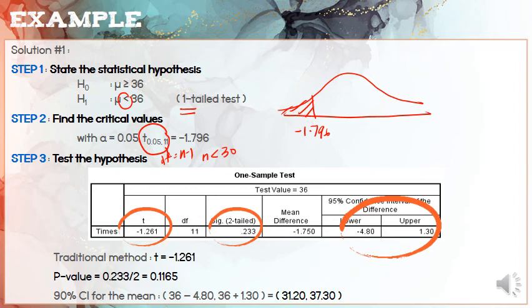So, step 3, we are going to test our hypothesis. Based on the output, kita ada tiga value. The T test value is negative 1.261. The P value must be divided by 2 because this is a one-tail test. And your confidence interval, ini juga tolong betulkan, salah ni. It should be negative 4.8 tambah 36, 1.30 tambah 36. So dapat range 31 sampai 37.30.